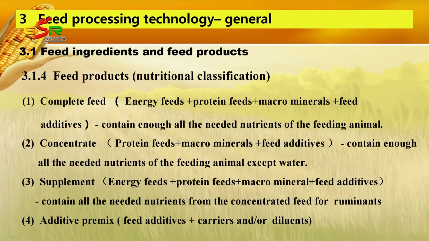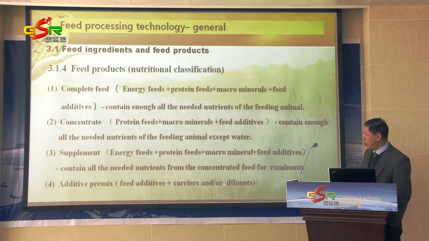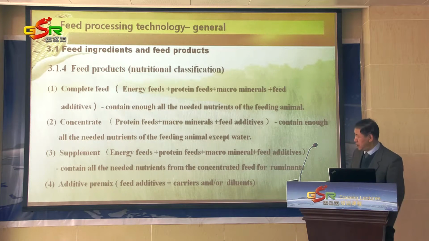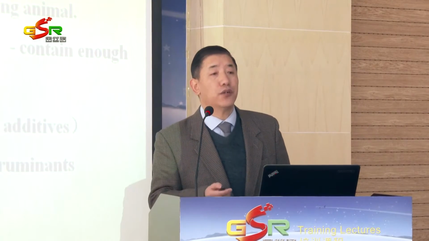And the last one is additive premix. Additive premix means feed additive plus carriers and or diluents. That's feed additive mixed with the carrier and or diluent to form a product. Using this product, we can produce supplement, concentrate, and complete feed as ingredients.